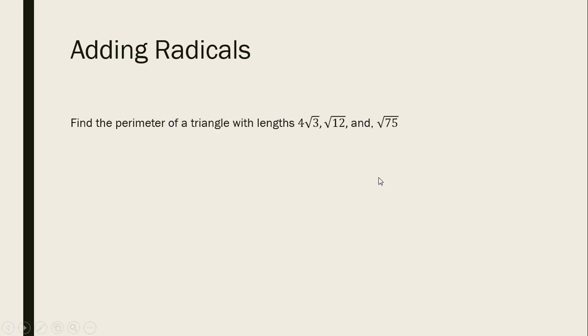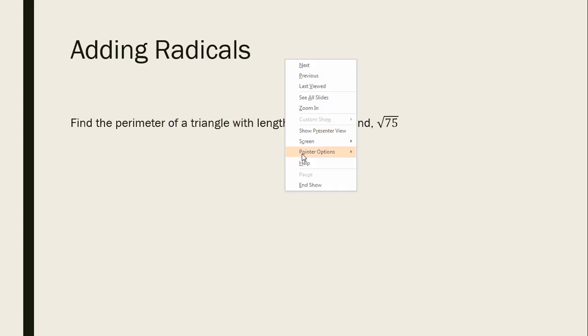So last time we learned how to multiply and divide radicals. And with radicals, what we're trying to do is simplify a radical down so that we're just left with something that cannot be taken the square root of.